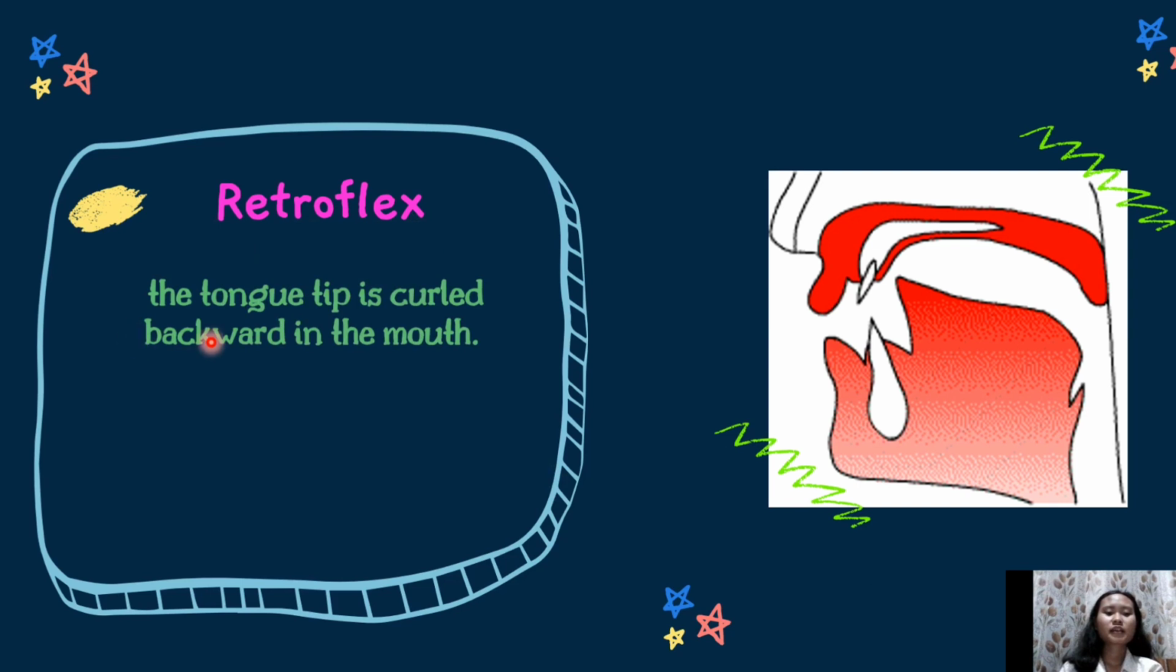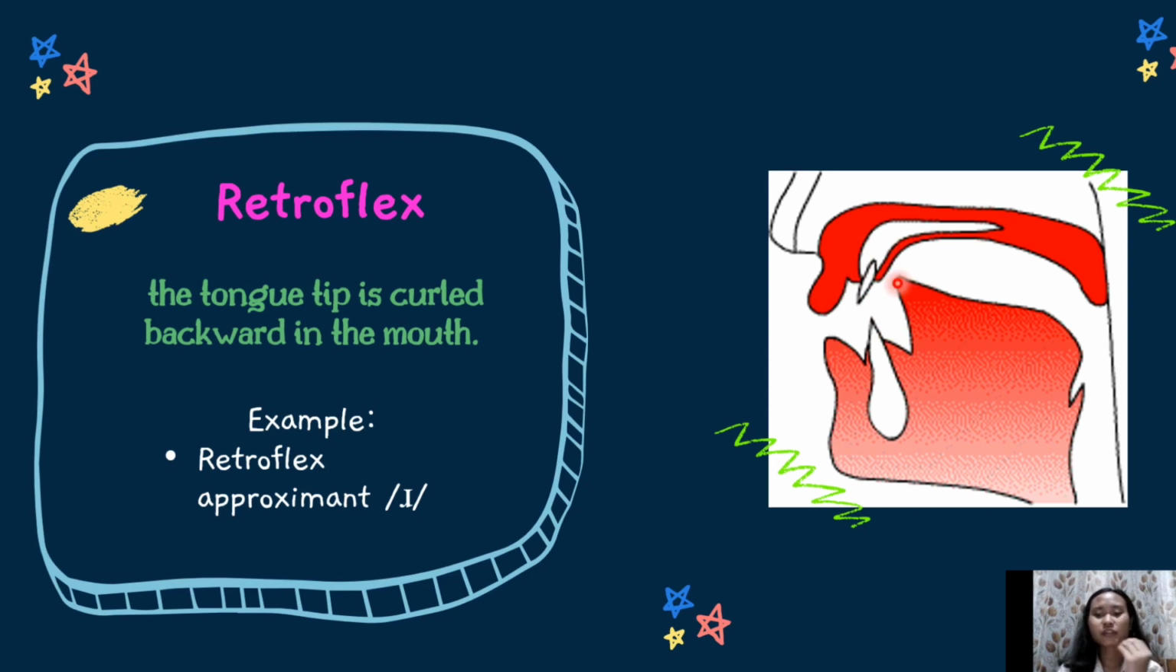Retroflex, the tongue tip is curled backward in the mouth. In retroflex approximant, there is r. So the tongue tip does not approach the other articulator, but it curves in our mouth, as we can see in the picture.